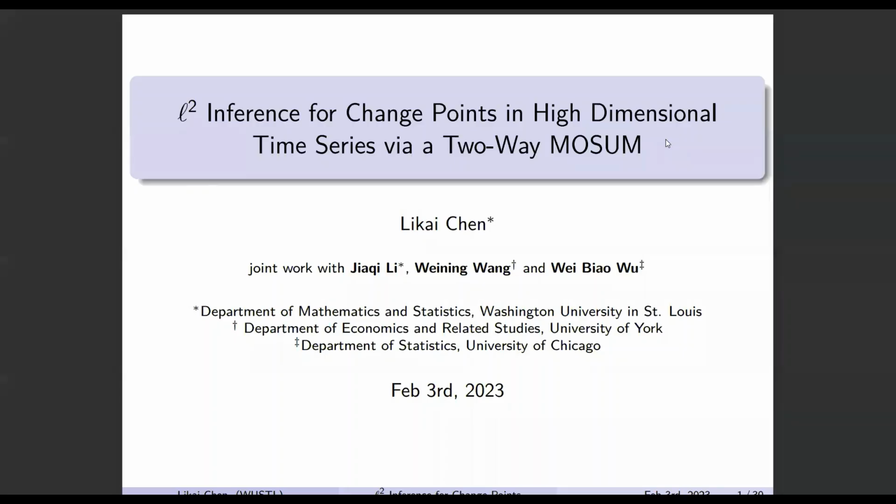Hi, good morning. Speaker today. I'm Likai Chen. She is currently an assistant professor of mathematics and statistics at Washington University in St. Louis. She got her PhD degree from University of Chicago, supervised by Weibiao Wu. Her research interests are time series, high-dimensional statistics, and maybe machine learning theory.